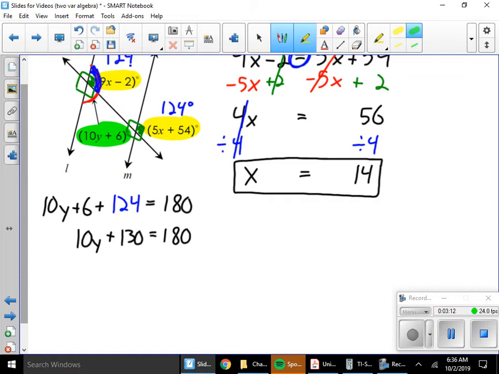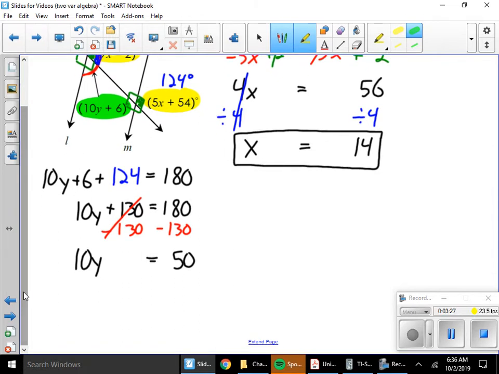Taking away 130 from both sides, that will get the 10y by itself. 180 minus 130 is 50. And then dividing both sides by 5, we'll get that value of y for you. Sorry, not 5. Dividing both sides by 10. Getting a step ahead of myself because the final answer will be 5. 50 divided by 10 is 5.